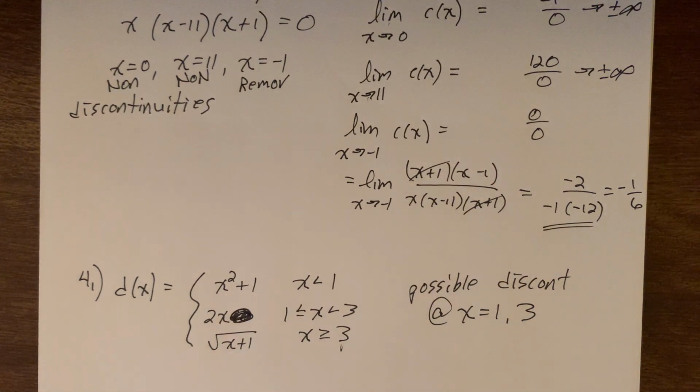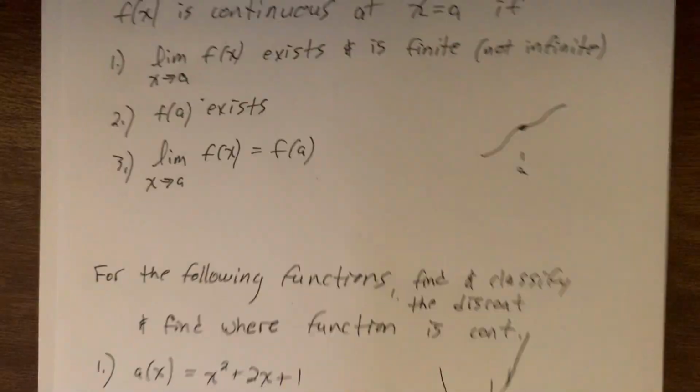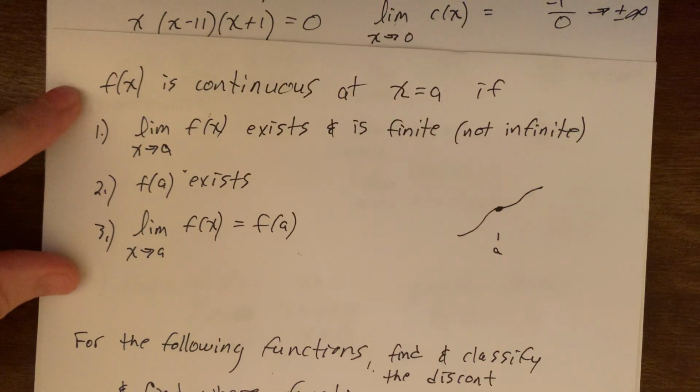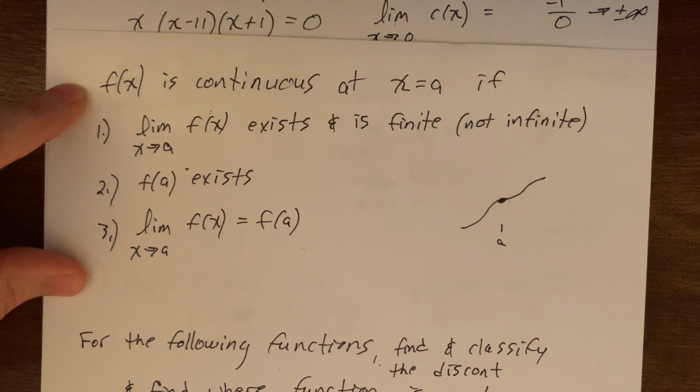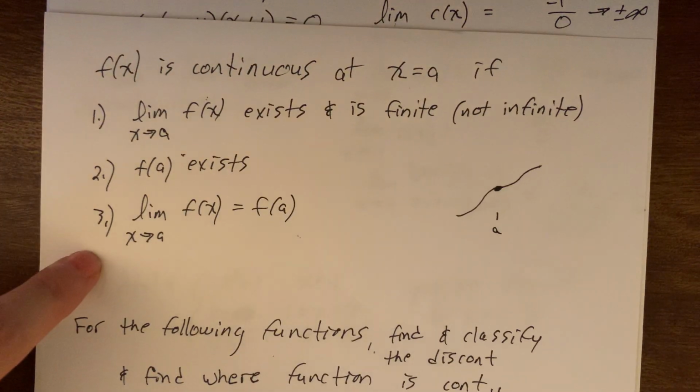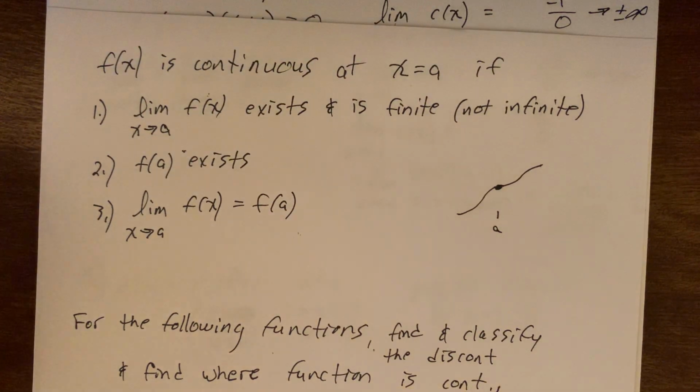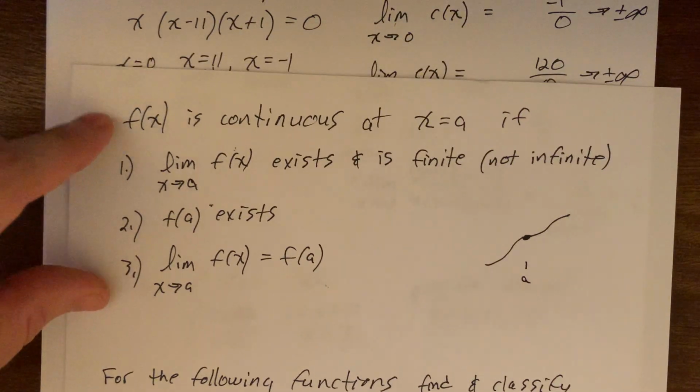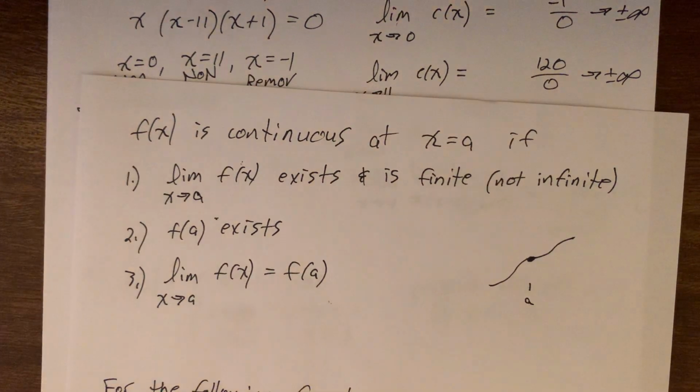How am I going to know for sure? Are they discontinuities? I'm going to have to use the whole 3 steps. If I fail anywhere along the way, I know it's a discontinuity. I have to successfully complete all 3 steps to know it is continuous.